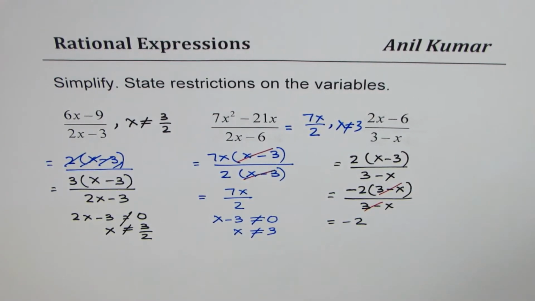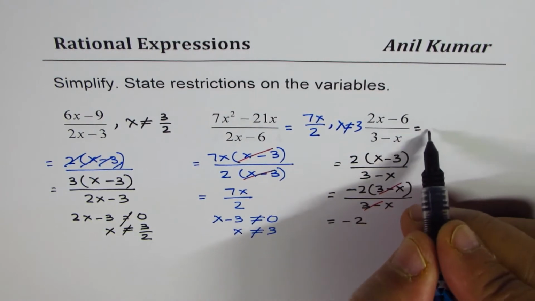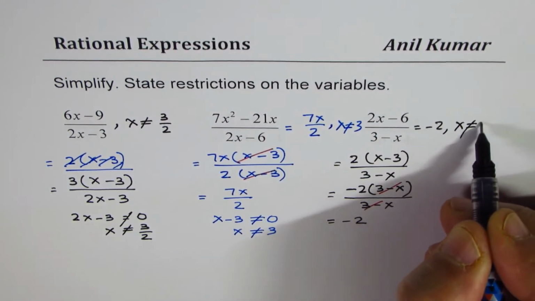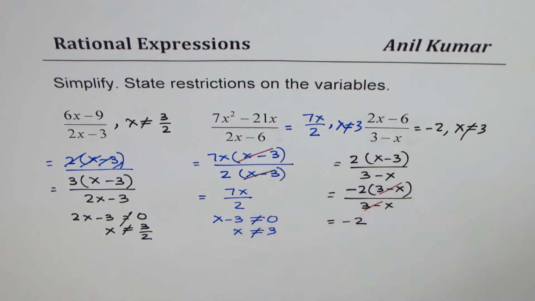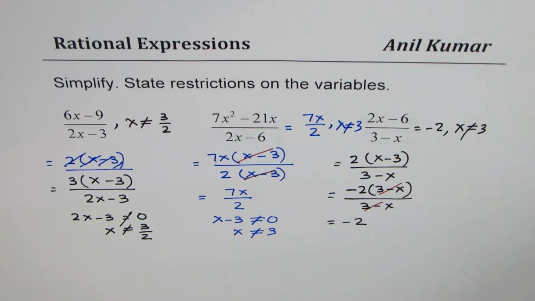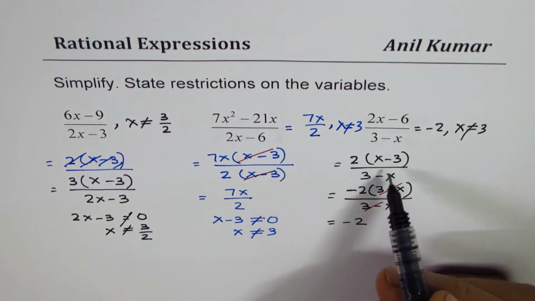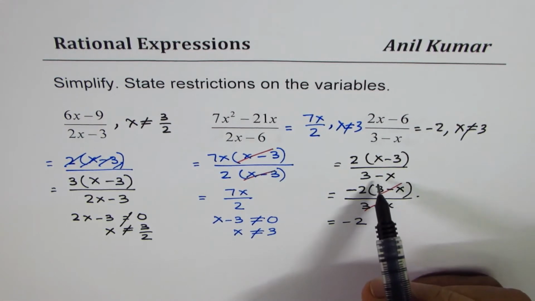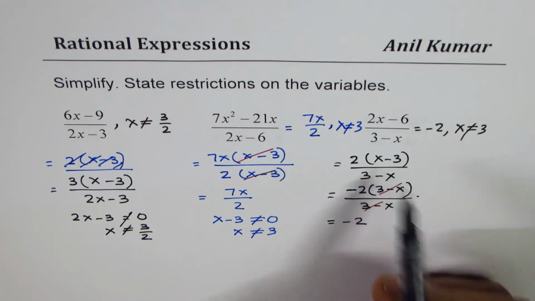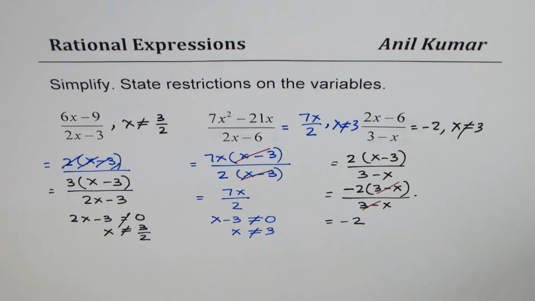Got it? So this rational expression is equal to minus 2, where the restriction is that x is not equal to 3, since that will make the denominator 0. Got it? So that is how you write restrictions and simplify. Now there was no need to do this step. At times you could do it directly, observing that these are negatives of one another. Few more examples to go.